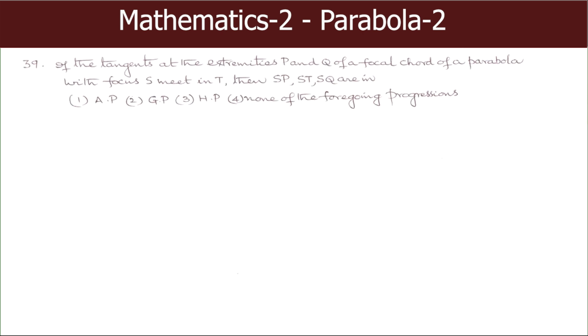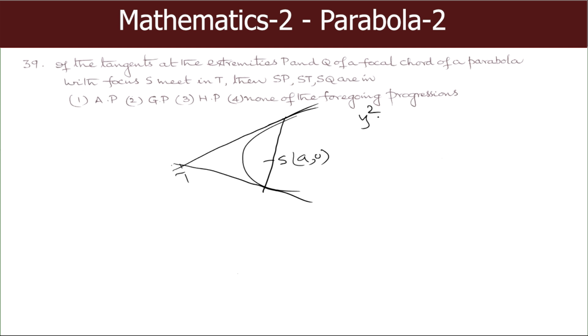Okay. Next, 39. If the tangents at the extremities of a focal chord of a parabola with focus S meet in T, like this. This is a focal chord. Suppose the parabola is y square equal to 4ax, so that the focus is A0. This is P.